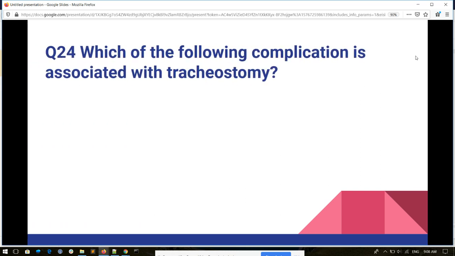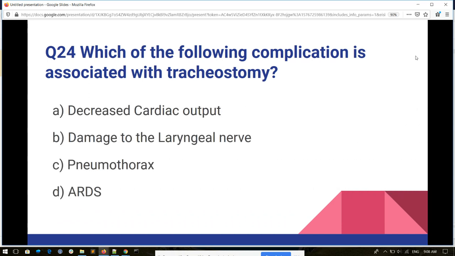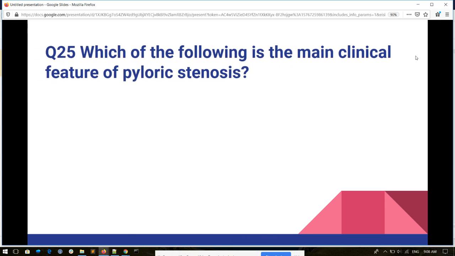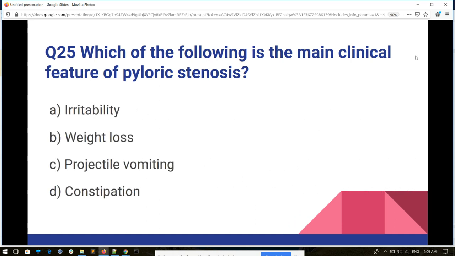Question number 24. Which of the following complications is associated with the tracheostomy? And its options are decreased cardiac output, damage to laryngeal nerve, pneumothorax, and ARDS. And its answer is damage to the laryngeal nerve. Question number 25. Which of the following is the main clinical feature of pyloric stenosis? And its options are irritability, weight loss, projectile vomiting, and constipation. And its answer is projectile vomiting. In pyloric stenosis, its main clinical symptom is projectile vomiting.